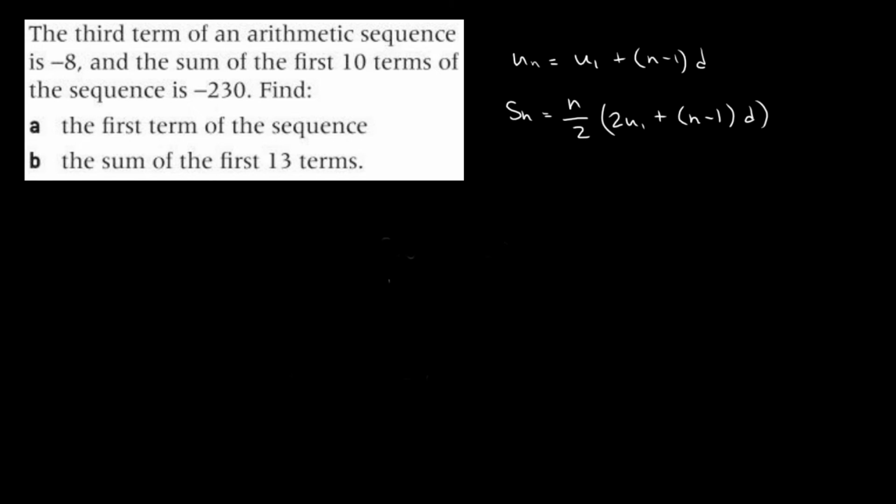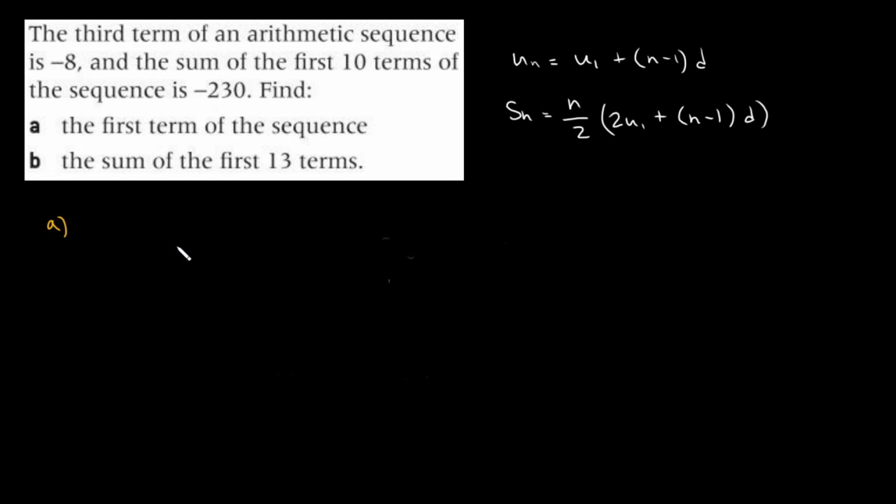We'll try a common type of question that you will get from arithmetic sequences and series. This question states that the third term of an arithmetic sequence is minus 8, and the sum of the first 10 terms of the sequence is minus 230. Find the first term of the sequence and the sum of the first 13 terms. Straight away, we know that we should be using both un and Sn, and it's dealing with both the sequence and the series because it's talking about the sum of the first 13 terms. But let's tackle part A first.